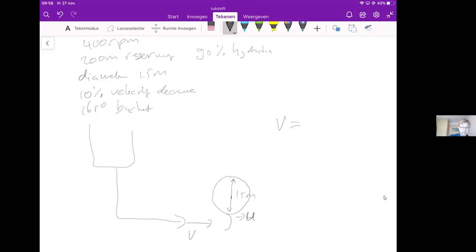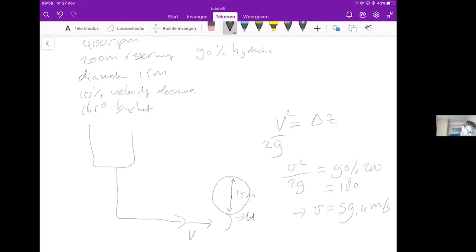Well, we know the head difference, so we can calculate: V squared divided by 2g is delta Z, the height difference. If we wouldn't have any losses, it would be the 200 meter, but we assume 10% losses, so 90% efficiency. So V squared divided by 2g is 90% of 200, which is 180. So you can calculate that V is about 0.4 meter per second. You calculate that out.